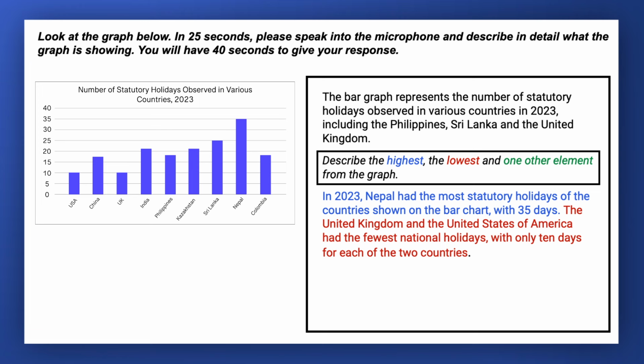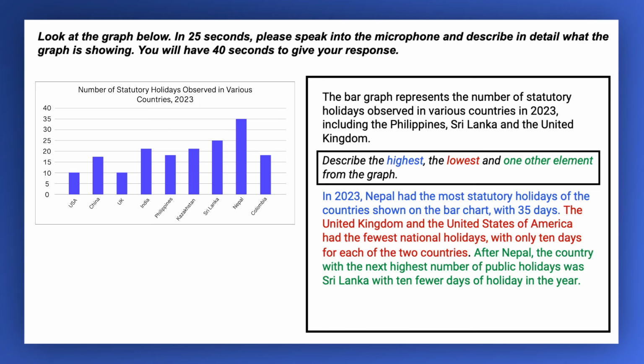We've mentioned the highest and the lowest figures. Let's add another noticeable key point evident in the graph. Can you see one? There are many options. How about this? After Nepal, the country with the next highest number of public holidays was Sri Lanka, with 10 fewer days of holiday in the year.